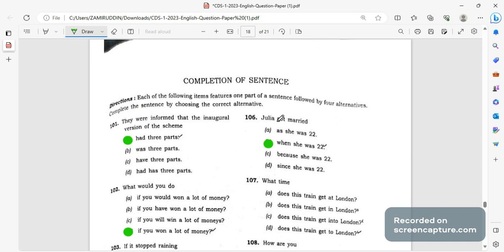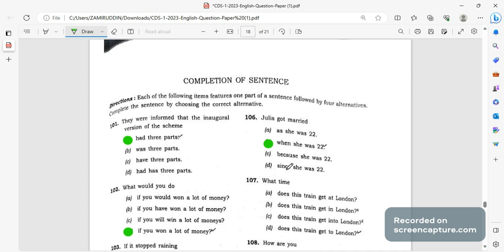Now, Julia got married when she was 22. Got married. Here you can see this is past tense, so you go with was. When she was 22. Since will be the wrong answer. Since and for is a different concept. We'll read about that.